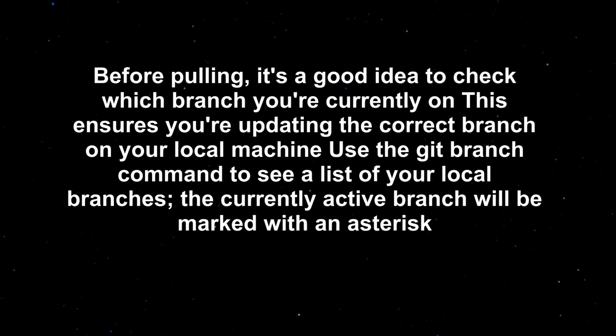Use the git branch command to see a list of your local branches. The currently active branch will be marked with an asterisk.